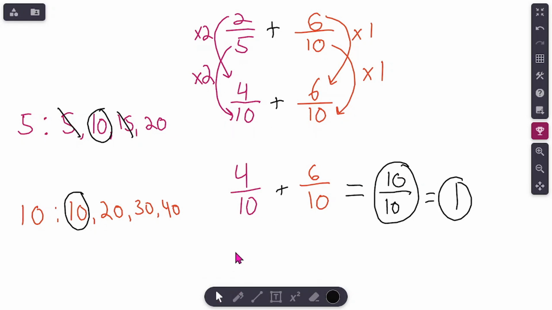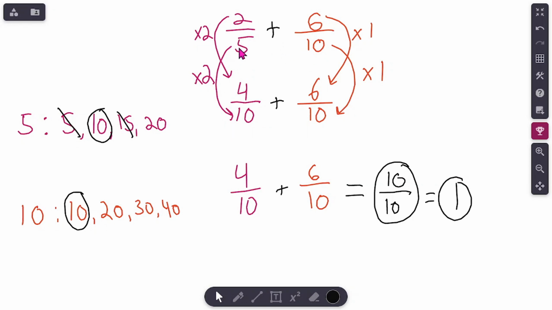So now I've got a couple questions. 1, why did we list out these multiples? Why did we skip count by 5? Why did we skip count by 10? The reason we did that is we needed common denominators. Why did we need common denominators? We needed common denominators because 2/5 plus 6/10 had different denominators. That is hard to do. All right, it is hard to add 2/5 and 6/10 if the denominators aren't the same.